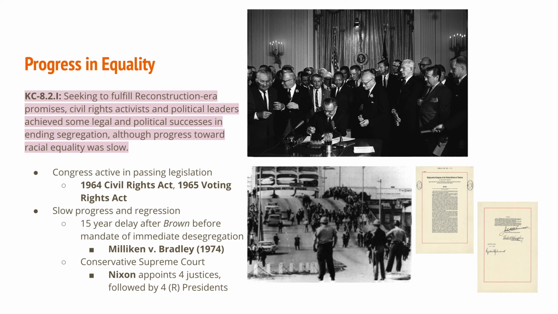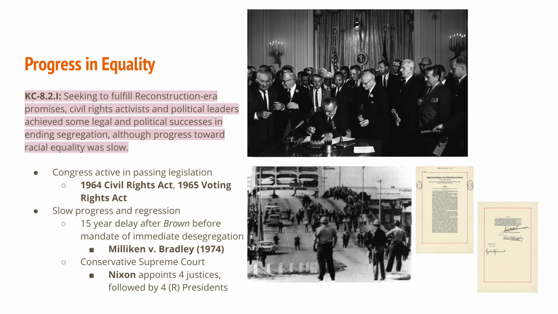There's also slow progress in civil rights. This doesn't always happen overnight, and just because laws are passed doesn't mean that they're automatically being enforced. The example here is that it took 15 years before Brown was fully implemented and desegregation happened.